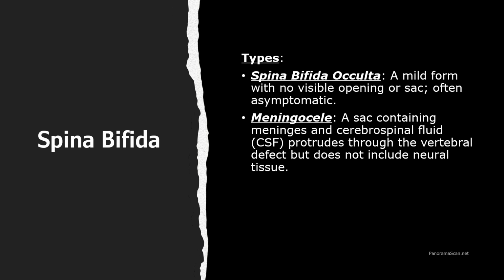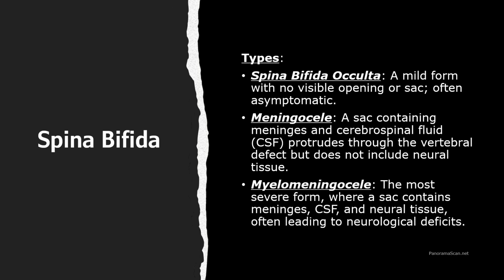Meningocele is a sac filled with meninges and cerebrospinal fluid that protrudes through the vertebral defect. However, the neural tissue remains contained within the vertebral column and is not exposed. While there may be a visible bulge on the back, it usually does not cause significant neurological damage.